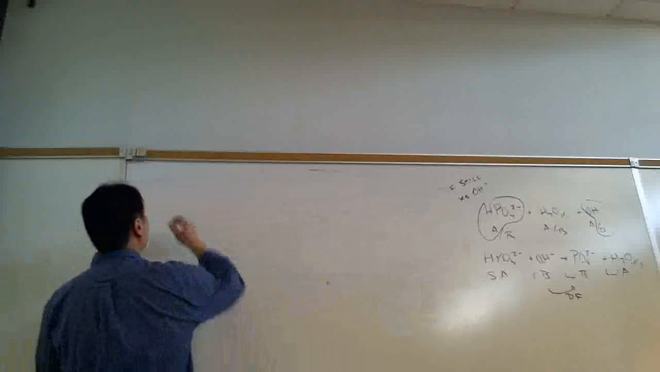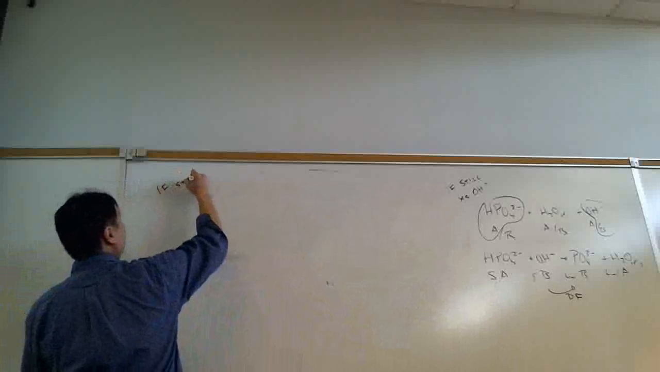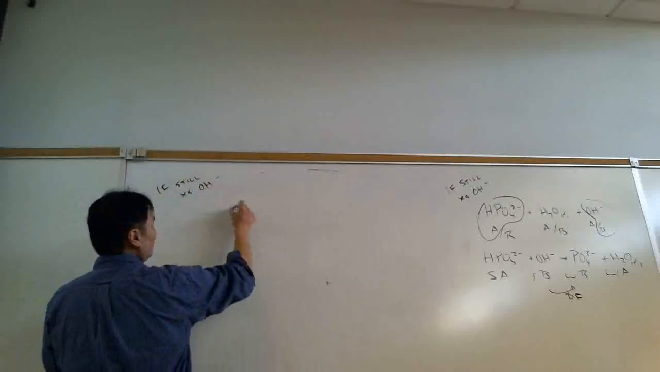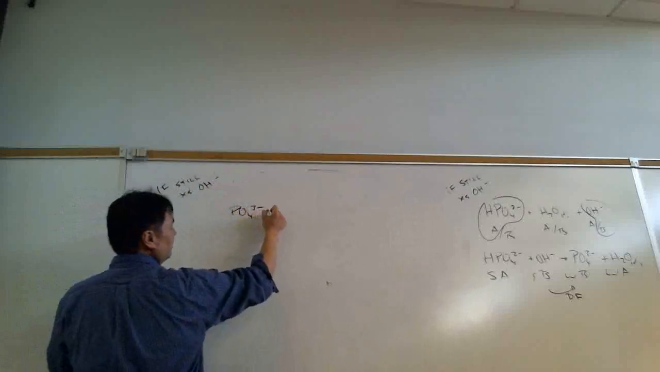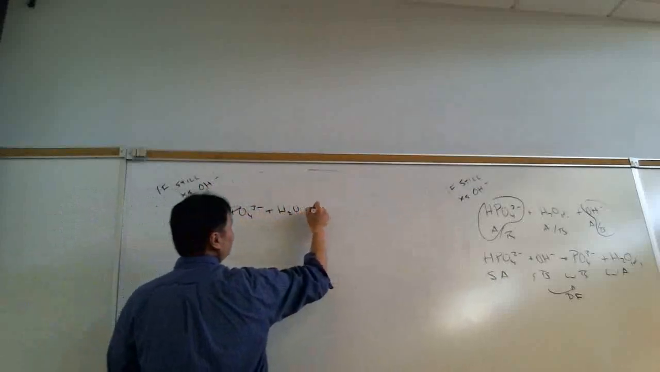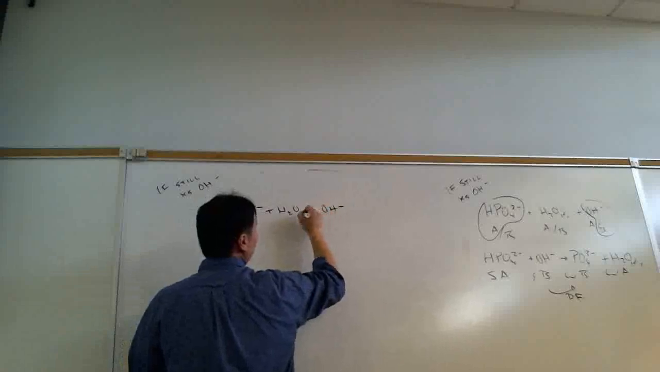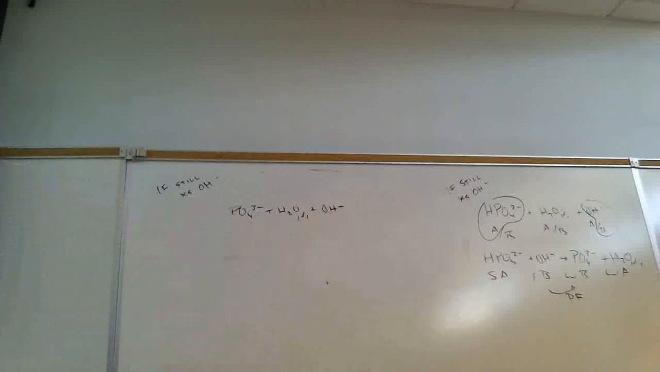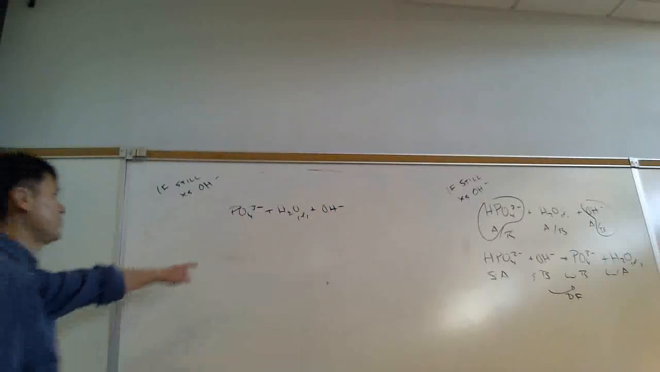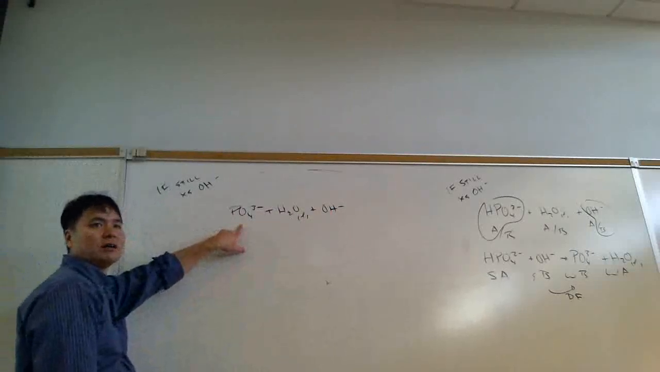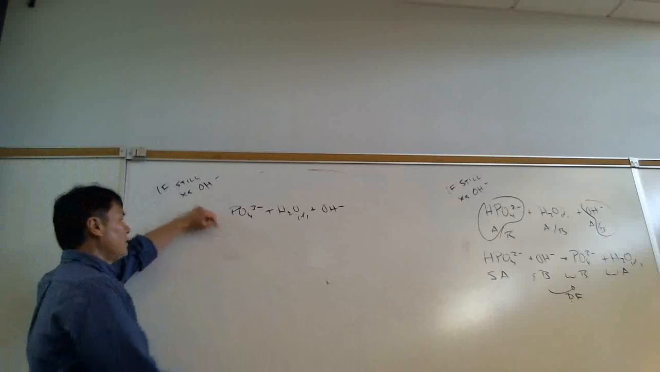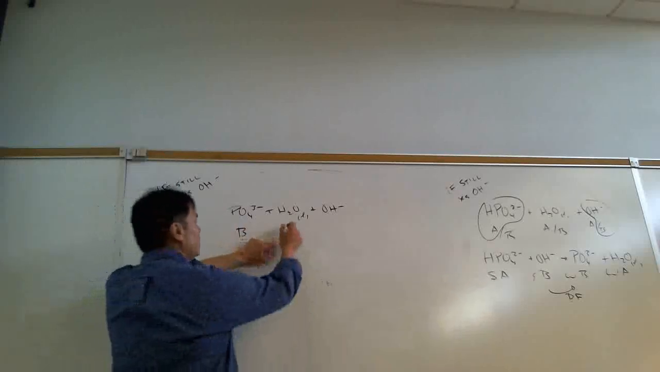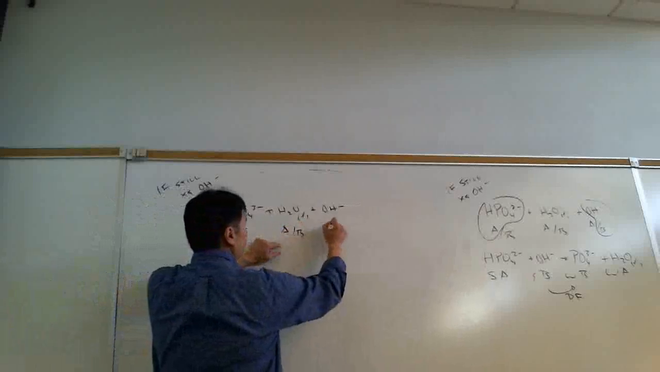Okay, if there's still excess hydroxide, what happens? Well, let's look at the solution. We have phosphate, we have water, and we have more hydroxide. And so if there's still excess hydroxide present, what's going to happen? And so we have phosphate. Phosphate, is it amphoteric? No. Phosphate's got to be a base only. Water is amphoteric. Hydroxide is amphoteric.